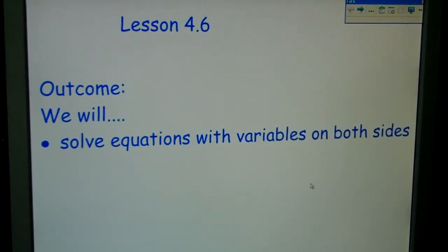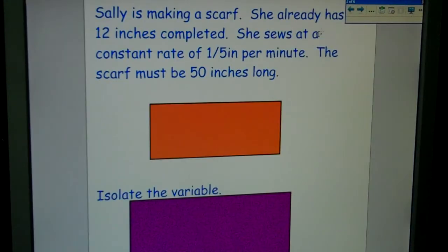Lesson 4.6. We will solve equations with variables on both sides. Alright, let's see here. First things first. So we get a verbal statement, a verbal question.